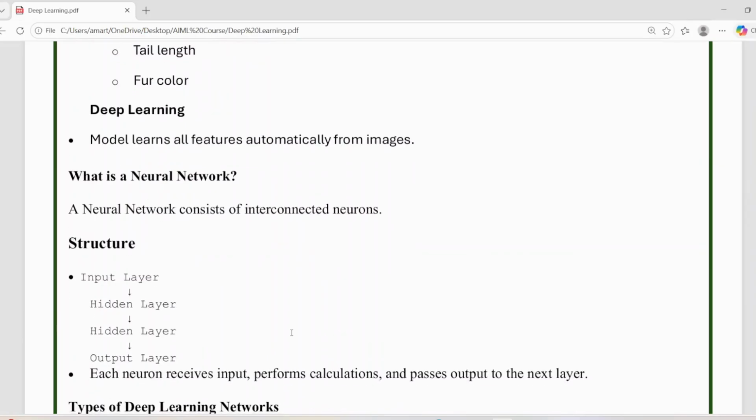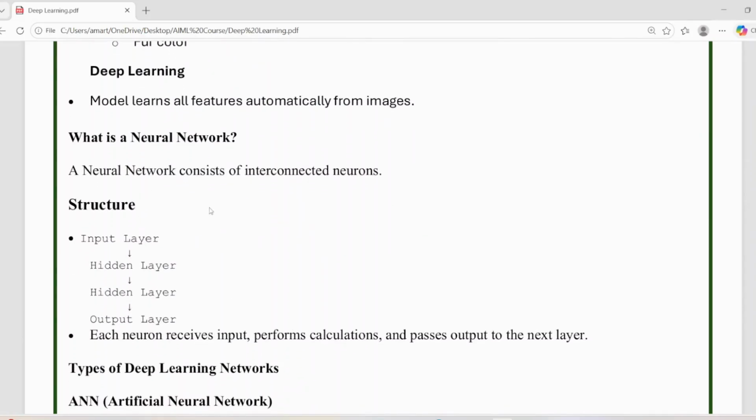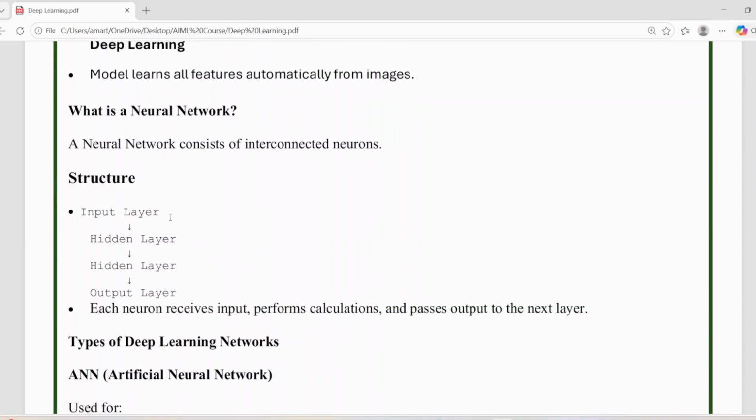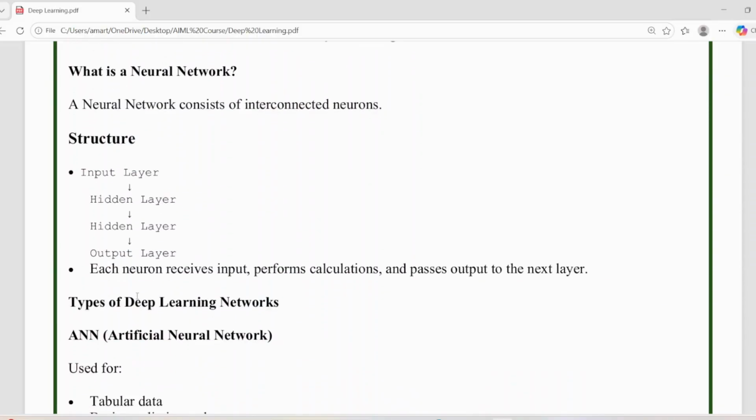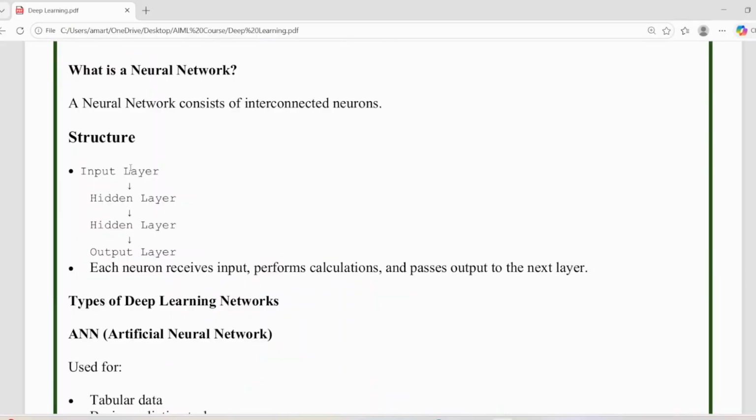Okay. What is a neural network? Basically, it is like a human brain consisting of interconnected neurons. Our human brain contains multiple neurons, an estimated 86 billion neurons, right? So that is your neural network. It contains interconnected neurons. The structure goes from input to hidden layers, and then from hidden layers to the output layer. Okay, this is the structure of your artificial neural network.